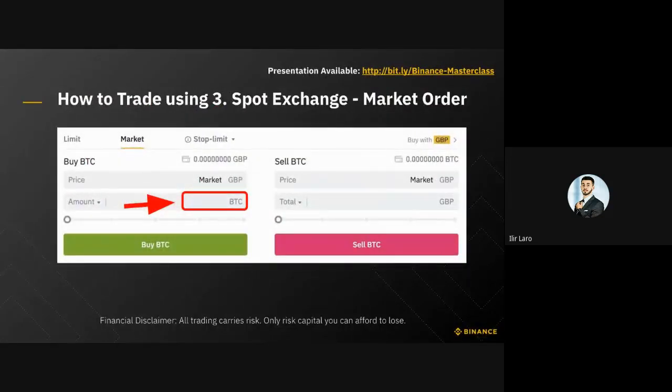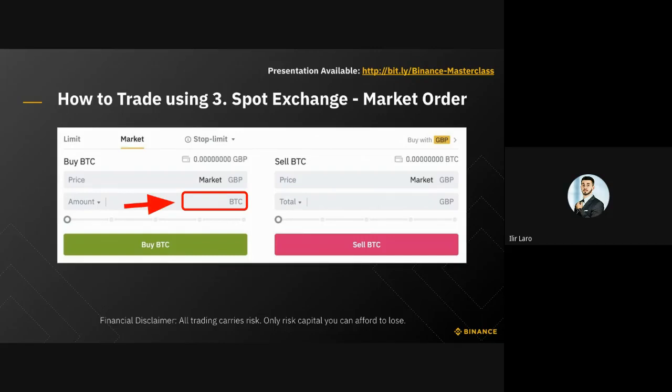So very simply, a market order is where you're buying a crypto at the market price. And what I mean by the market price is essentially what the price is at that moment when you click on buy. So this is a very simple way of buying crypto, and most people use market orders to buy crypto.